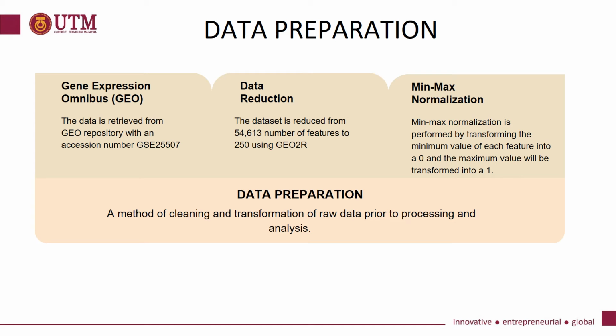As for the normalization, min-max normalization is performed to overcome the problem of having a wide range of values in the dataset. Hence, min-max normalization is conducted to ensure that the dataset has a similar range so that each feature will be equally important. It works by transforming the minimum value of each feature into zero and the maximum value into 1.